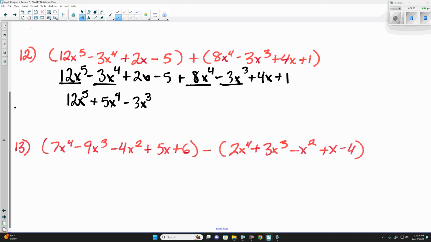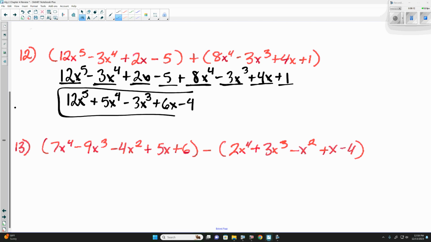Do we have x squared? No, so we don't even list it. If it's not there, it's not listed. Then we can move on to x. Our 2x plus 4x is? 6x. Guys, let's focus in here. And negative 5 and 1. Negative 5 plus 1 is? Negative 4. So really for this here, we drop the parentheses and just combine like terms.